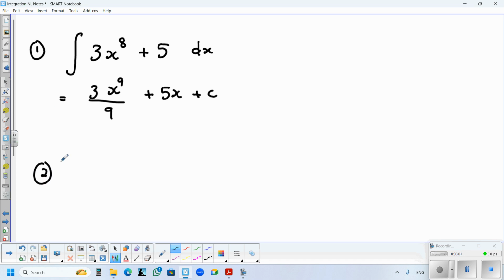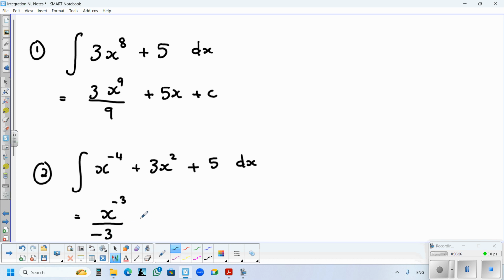Second one, if I've got the integral of x to the power of -4 plus 3x to the power of 2 plus 5, and I want to do the x's. So I increase the power by 1, so -4 increased by 1 becomes -3. Always be careful with your negative signs. Divide by the new power, -3. Then I've got a plus sign, the 3 just gets written down. Add 1 onto the power, becomes x to the power of 3, divide by your new power, divide by 3, and when you've got a number on its own, it becomes 5x. And don't forget your plus c.